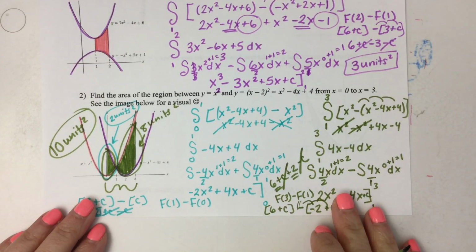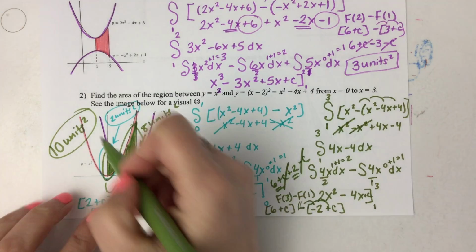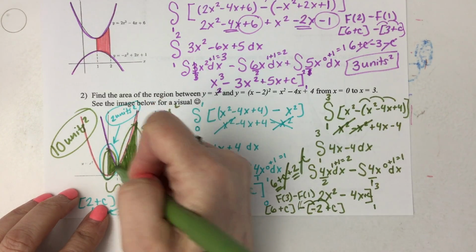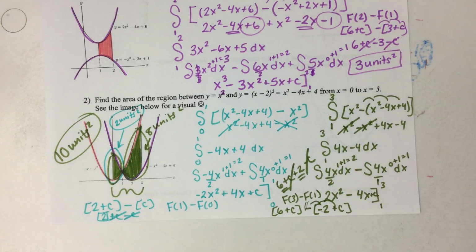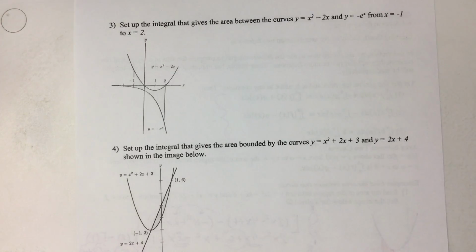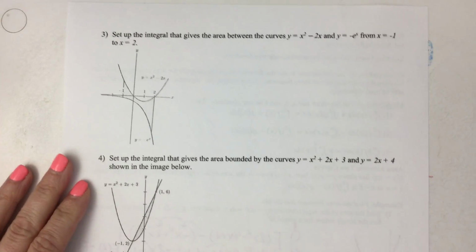Then I went right into a challenge question where you had to realize you had to do 2 separate pieces, because for this region right here, this curve is on the top, but for the other region, it ended up switching. Okay, I do have quite a few more examples. Let's go ahead and do one more.